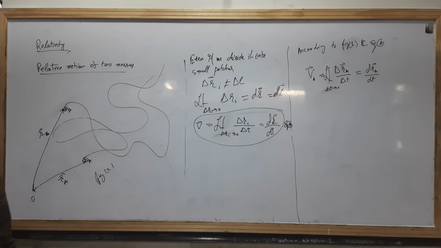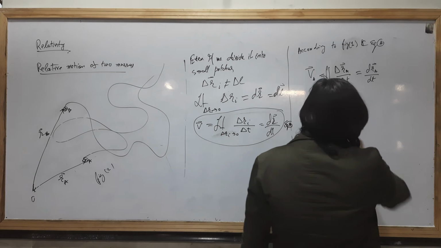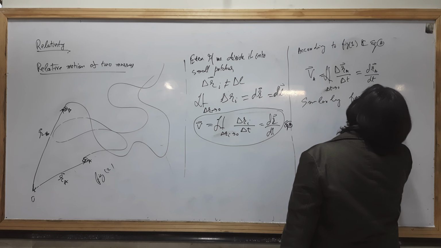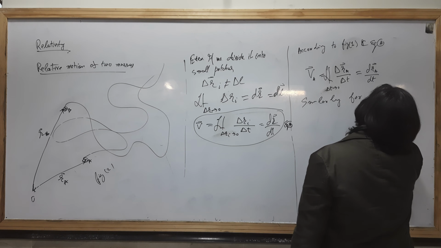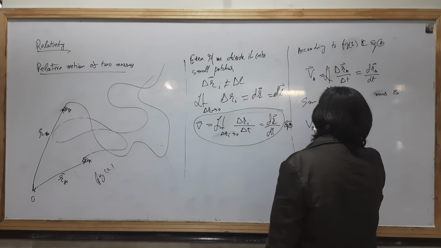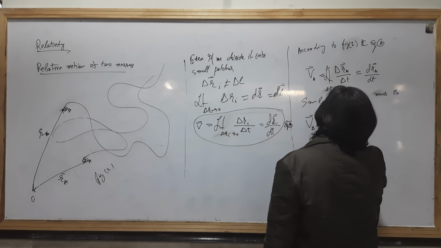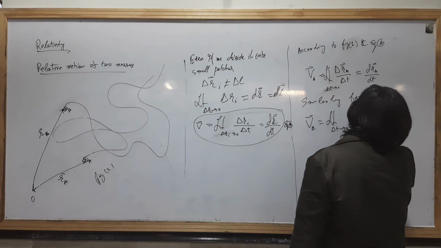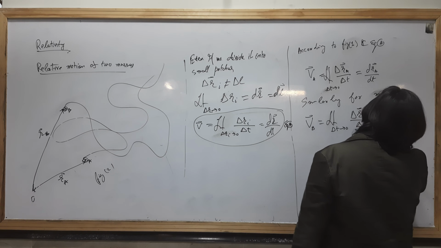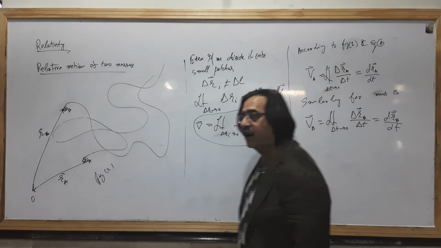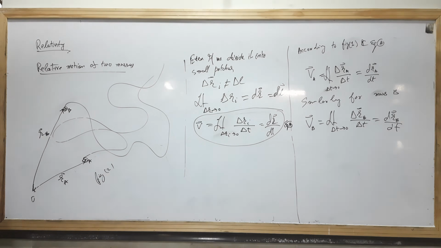Similarly, for a second particle that is mass b, you have v_b that will be equal to the limit delta t approach to 0 of delta r_b over delta t. That will be dr_b over dt, okay. So that will be for the two masses.